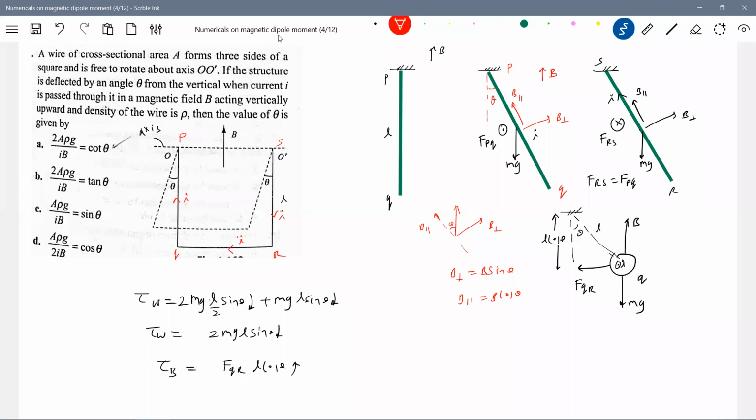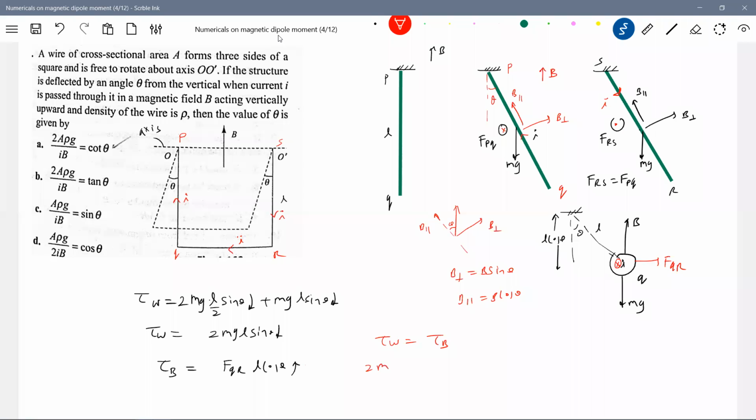Now this force will become into the plane. This will become out of the plane. Okay, no big difference. Then B bar current. So this force FQR will act in this direction. Now this will be anti-clockwise. Torque due to dipole moment. So torque due to weight should be equal to this one.